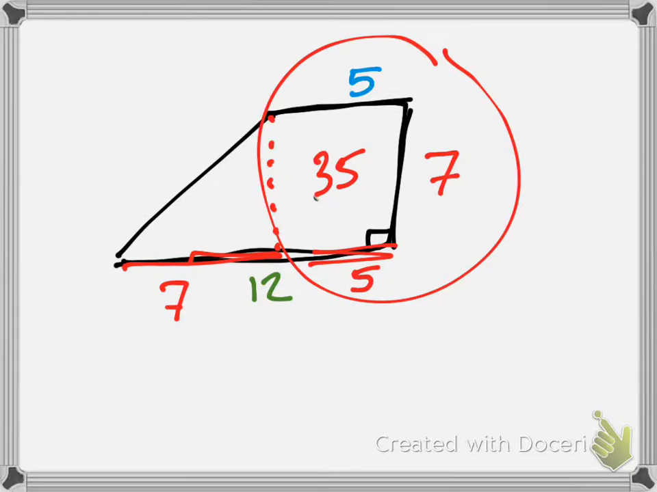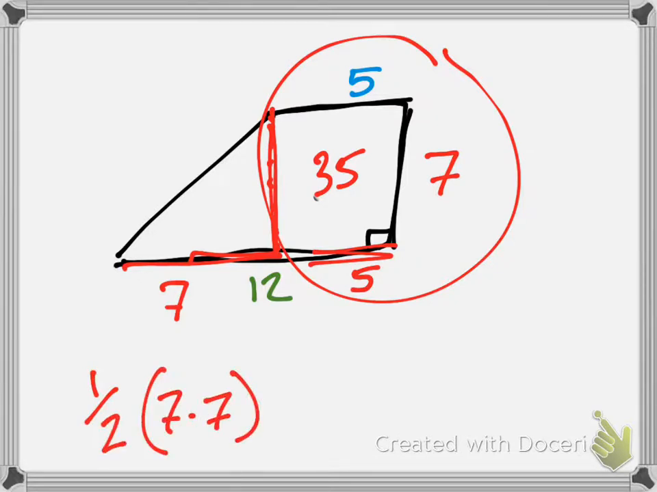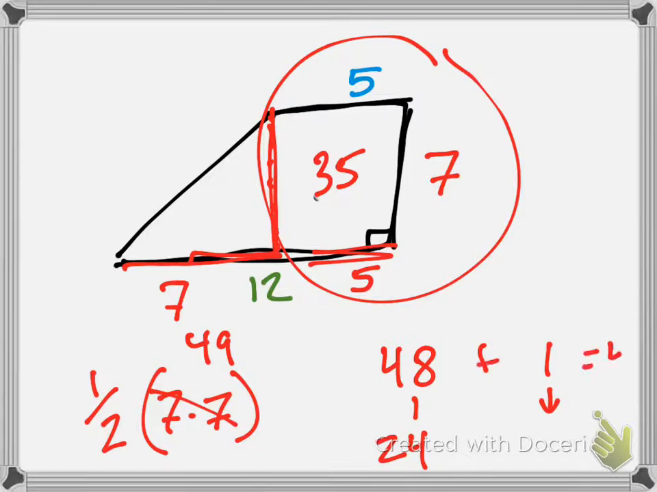So now this part here is 7, and this part here is 7. But it's a triangle. So we have 1/2, 7 times 7. 7 times 7 is what? Anita? 49. And we find half of that. We find half. I like to split it. Let's split it into 48 and 1. Half of 48 is 24. Half of 1 is 0.5.